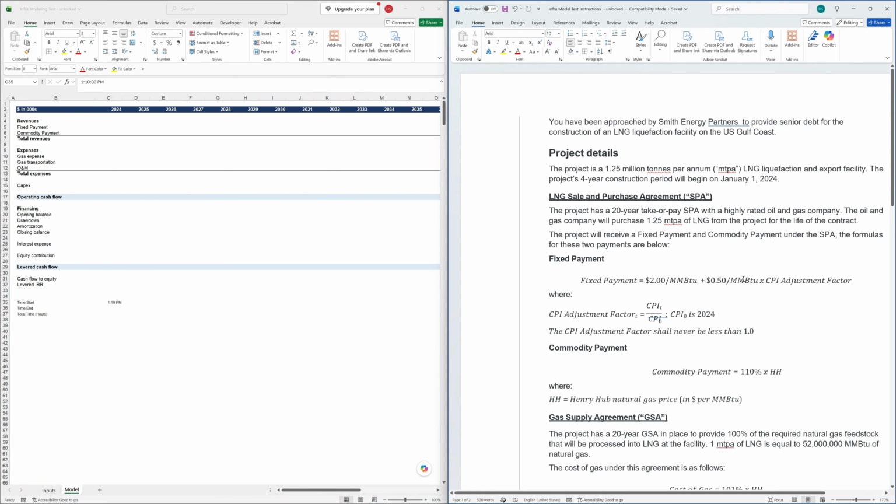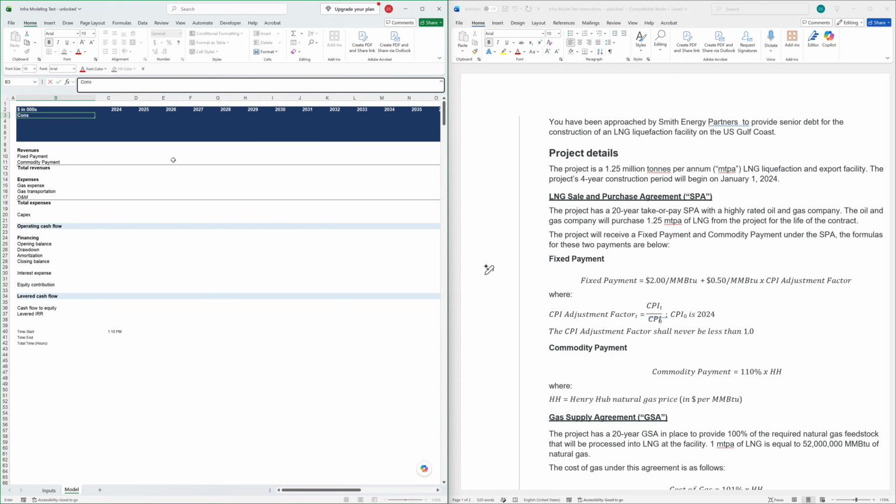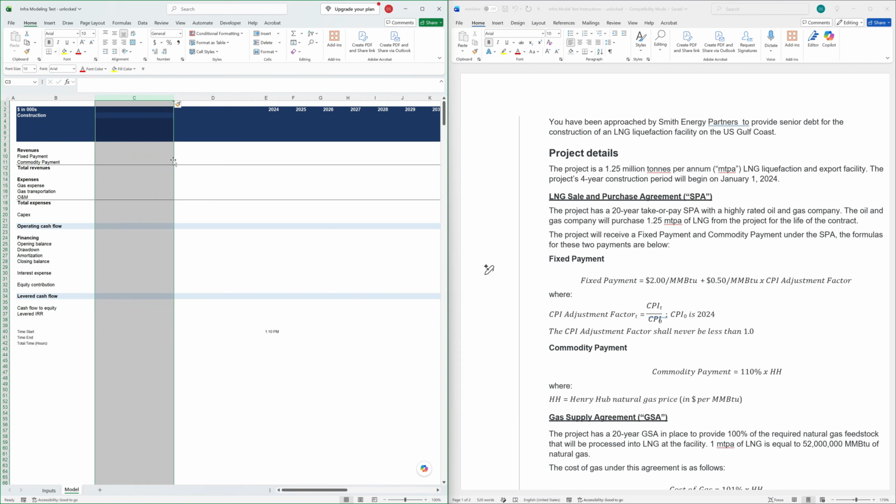So we're going to just quickly read through this. Some sort of Smith Energy Partners. You've got a 1.25 MTPA liquefaction facility. We have a construction period. So right away, I'm going to start figuring out my flag. So construction period, we're going to insert 2 columns as I typically do.